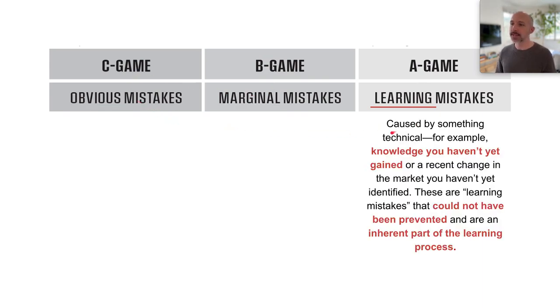A game mistakes are caused by something technical. For example, knowledge you haven't yet gained, or a recent change in the market you have yet to identify. These are learning mistakes. You could not have prevented them. There's no way you could have prevented them. And they're an inherent part of the learning process, okay?